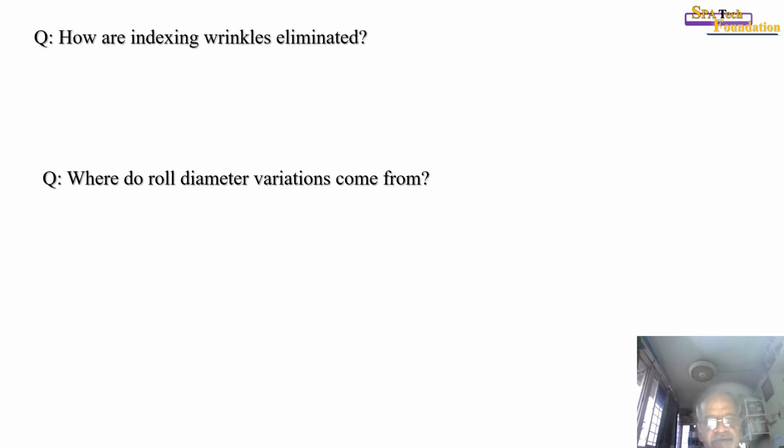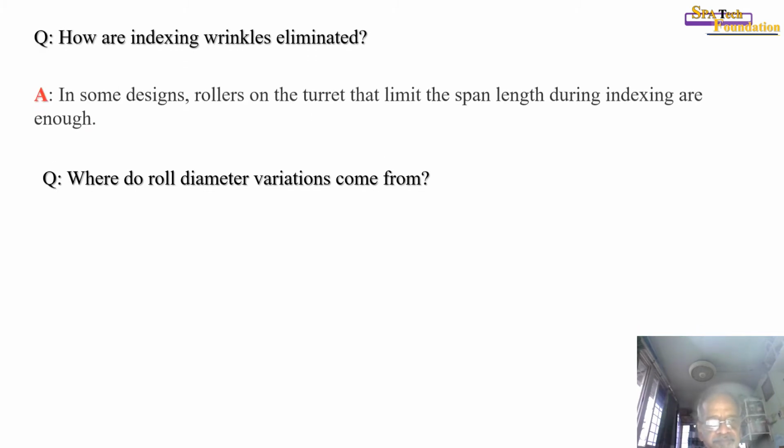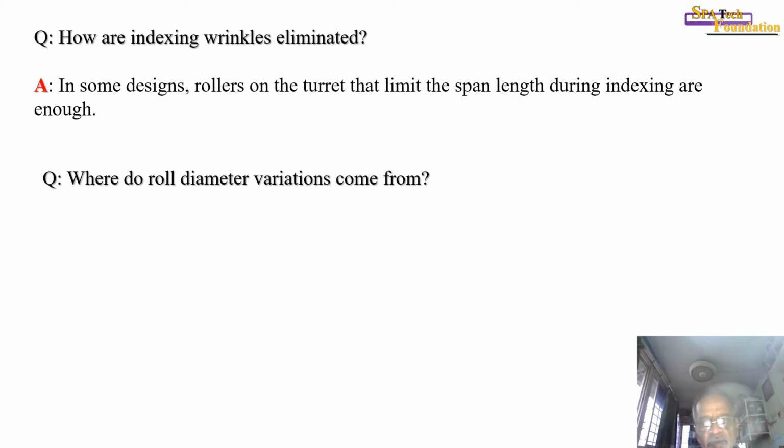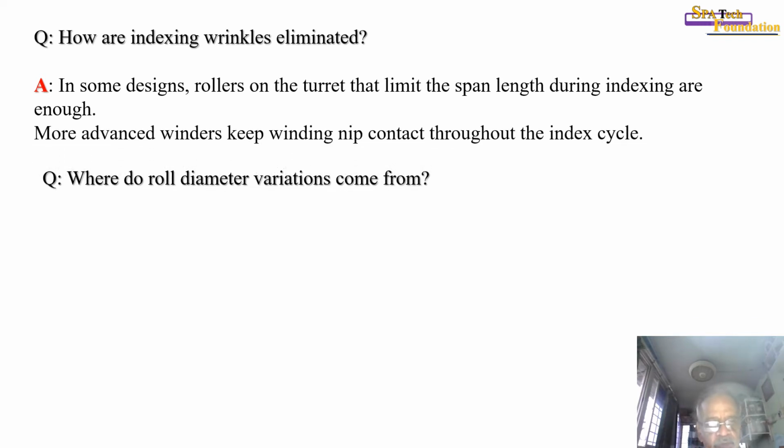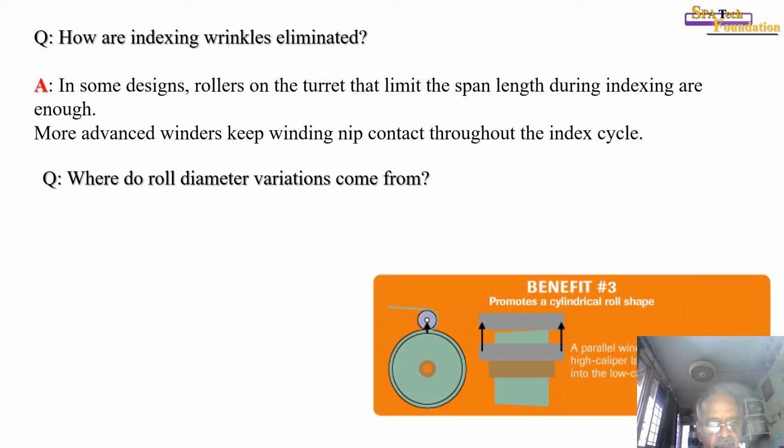How are indexing wrinkles eliminated? In some designs, rollers on the turret that limit the span length during indexing are enough. More advanced winders keep winding nip contact throughout the index cycle.